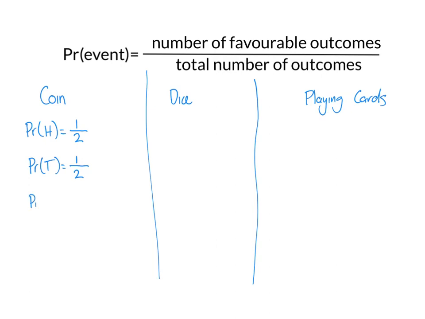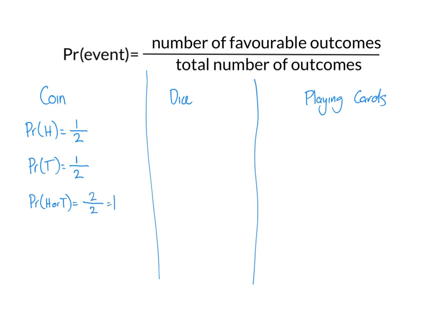What about the probability that we get a head or a tail? Well, there are 2 possible outcomes when you flip a coin, and out of those 2 outcomes, both of them are favourable. Both of them are the outcomes that we like. So it's 2 out of 2, or really, it's a whole.